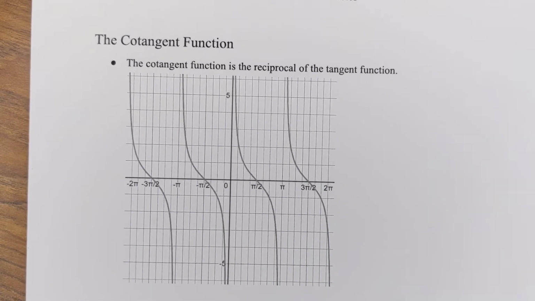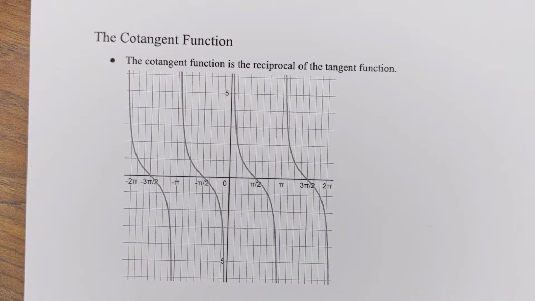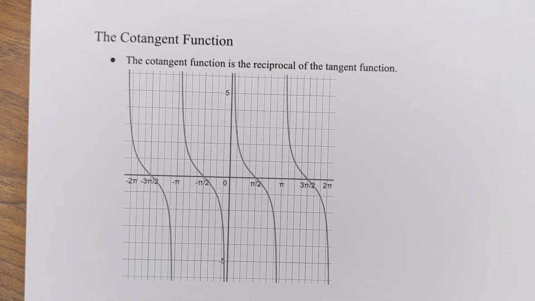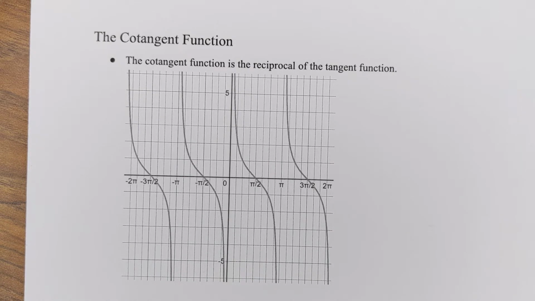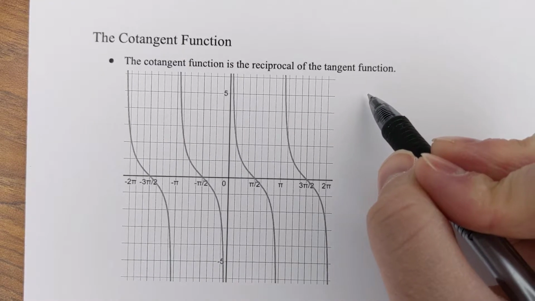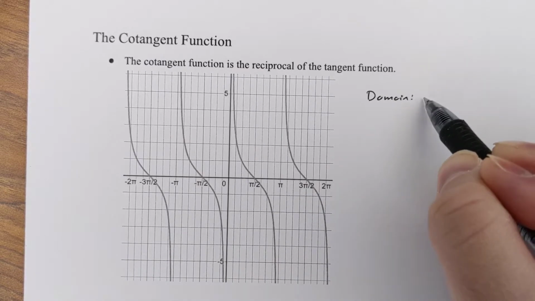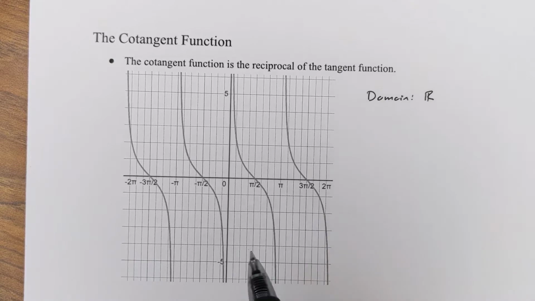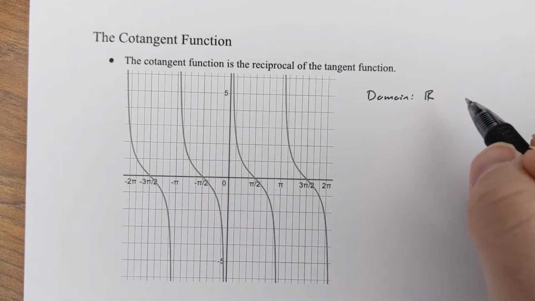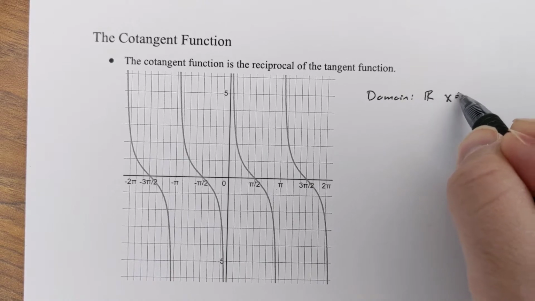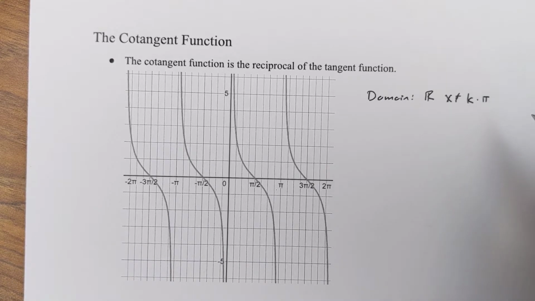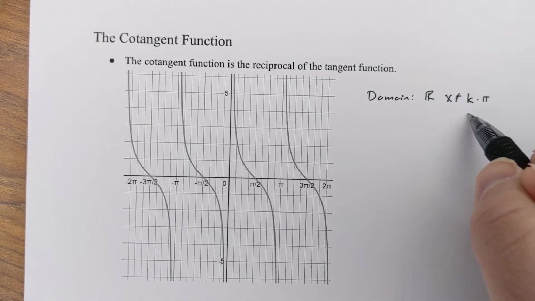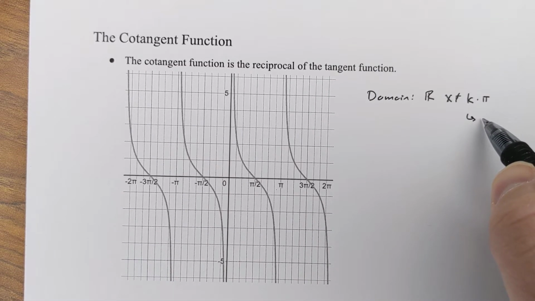All right, so we've got the cotangent function. It looks like this. Some important things for the cotangent function: the domain is all reals, except this time you notice we're dealing with multiples of pi. x not equal to k times pi, where k is any integer.